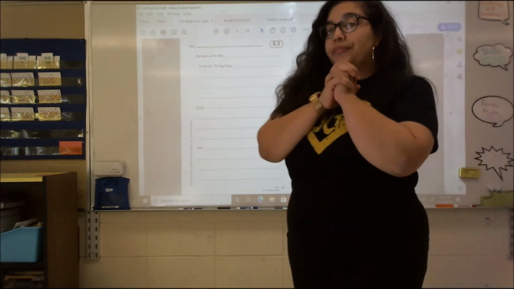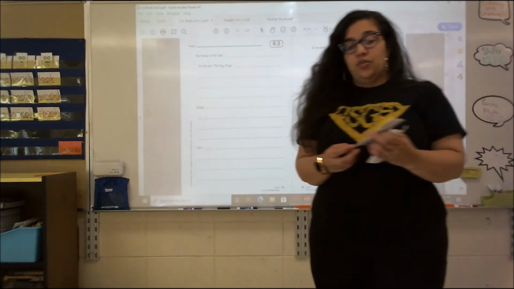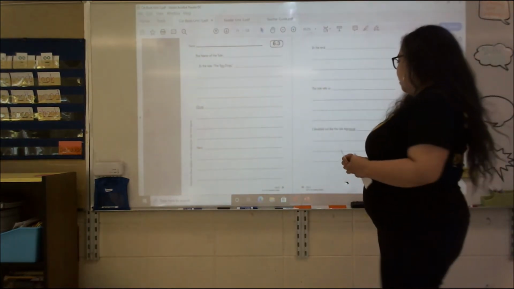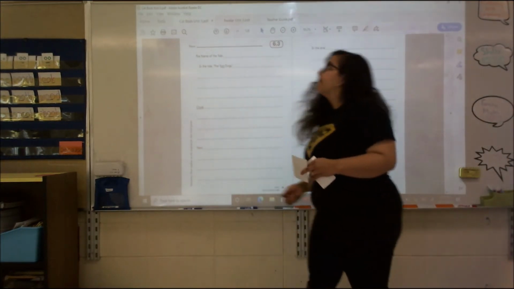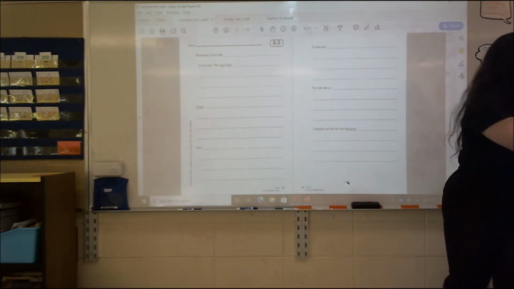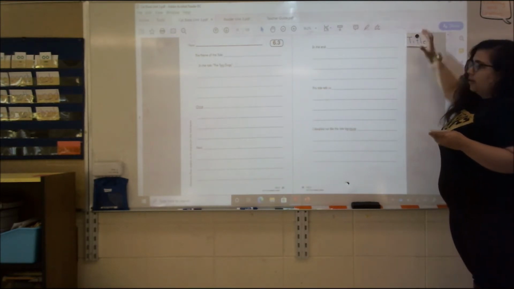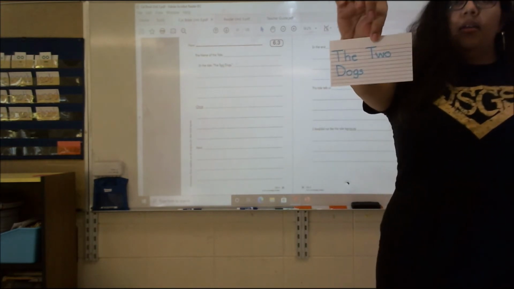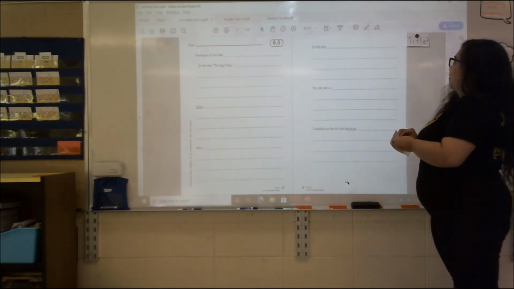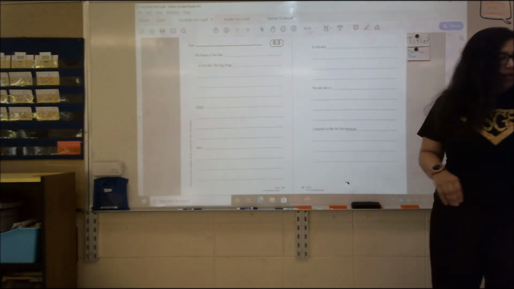All right, now let's check our plan. Make sure we can answer our questions before we begin anything. The first one being, what is the title of this story? Because remember, this is our plan, as opposed to writing it all out. I can get my magnet stack right. Okay, what is the title of this story? The title is The Two Dogs. We just reread The Two Dogs. Good, that's our first question. Answered. Boom.